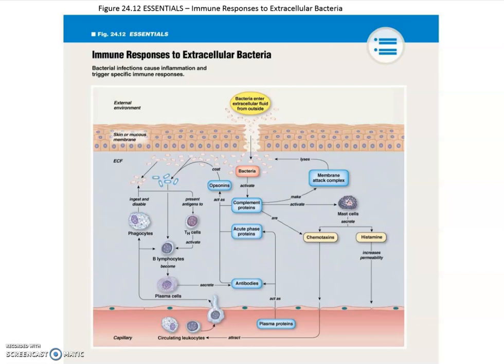Now we're going to take a look at the immune response to extracellular bacteria first and then viruses second. So here you have a very crowded slide that shows you multiple arrows and all sorts of things that are happening in response to bacteria coming in through broken skin. So here are the bacteria coming in. And I think it's probably better to just take a look at this in pieces.